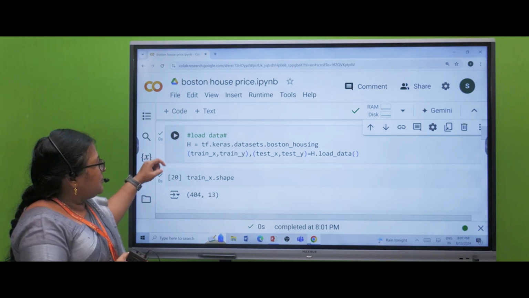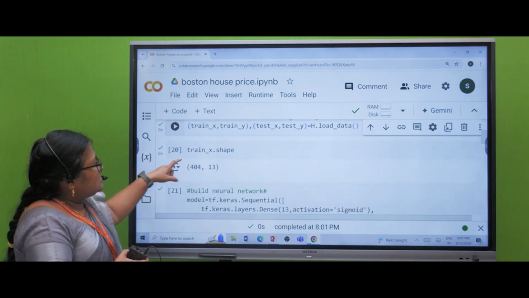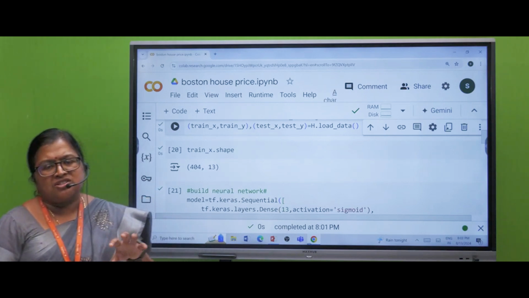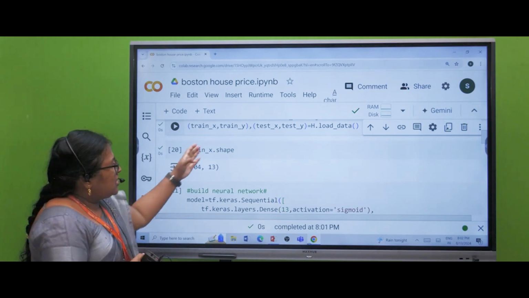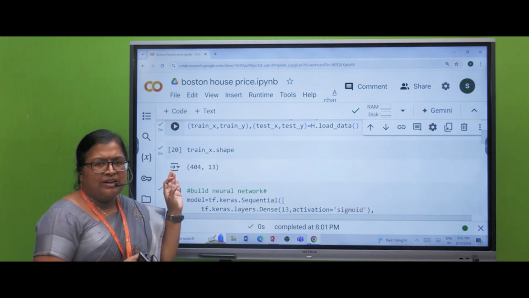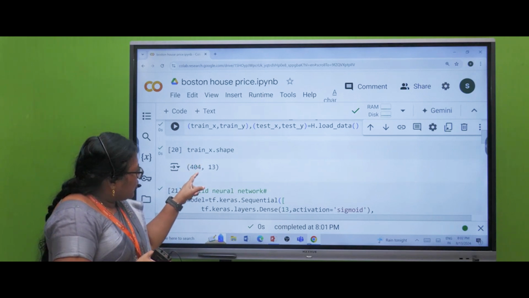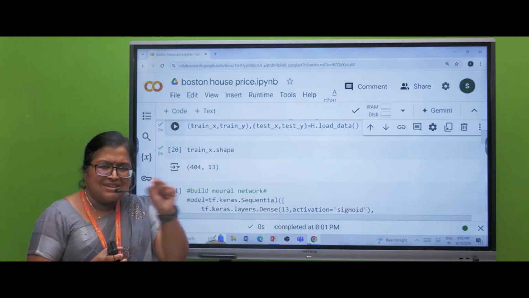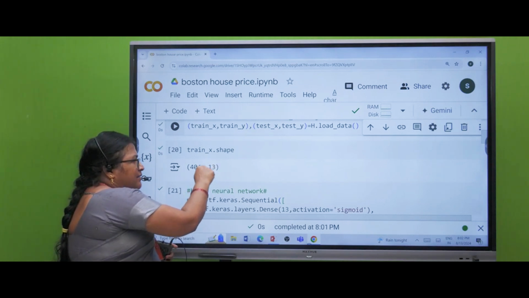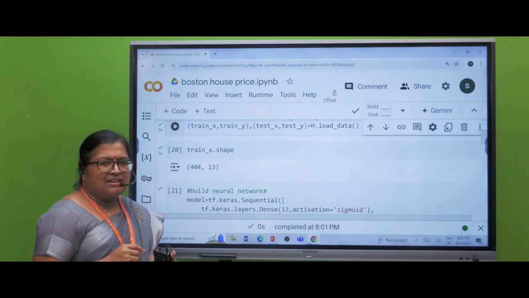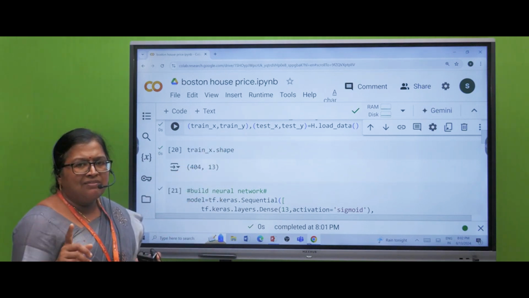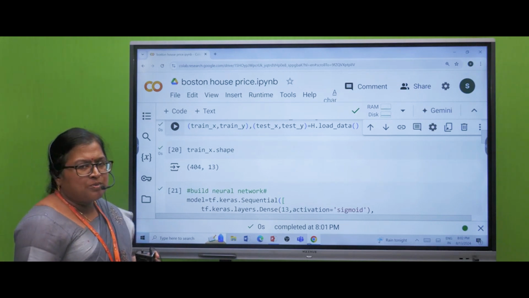It is compiled successfully. Next, I want to see the shape of my training features. Yesterday we discussed 1D tensors and 2D tensors. Here the shape means I have 404 samples, 404 examples like rows, and the dimensionality is 13. So I have 13 features and one label, which is the house price, and I have to predict that house price.